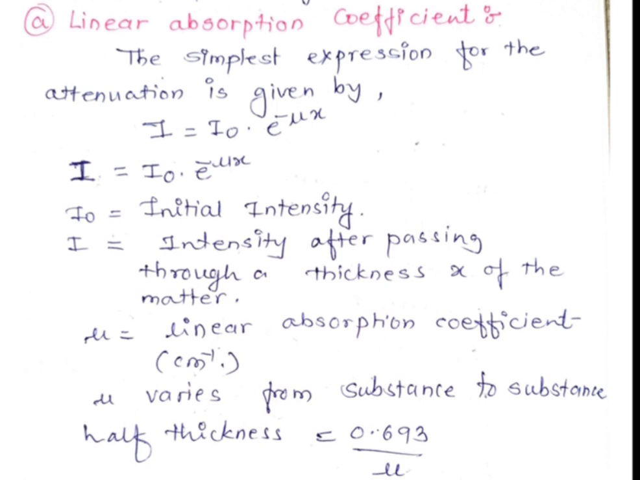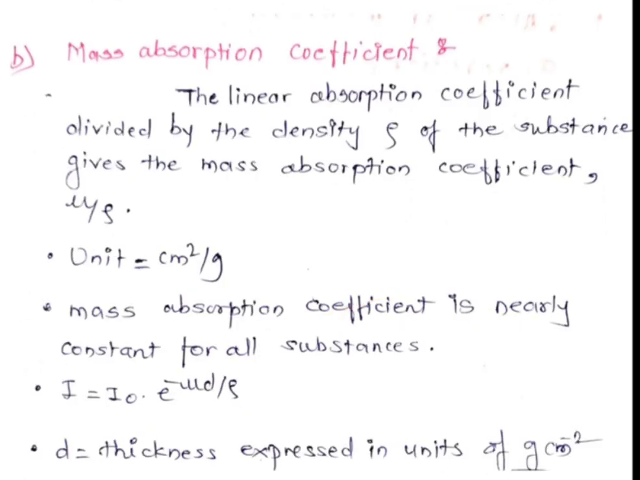So for each substance the linear absorption coefficient is different, and the half thickness of the matter is calculated by using the equation 0.693 divided by mu. So this is the linear absorption coefficient. Now we will see the second, mass absorption coefficient.